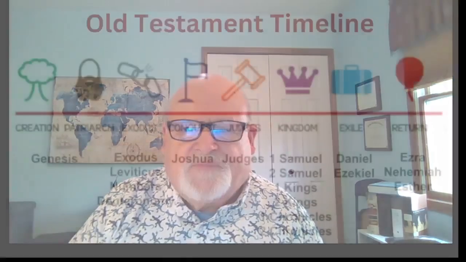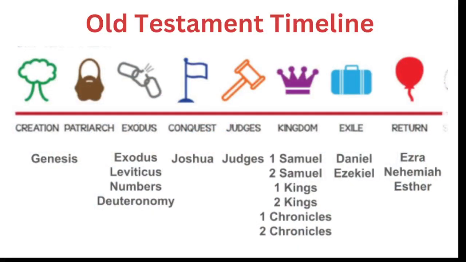Our outline looks like this. We started with the creation of the universe and the creation of the nation of Israel through the patriarchs. We went through the exodus from Egypt and the giving of the law and the wandering in the wilderness and the second giving of the law in Deuteronomy. Then we have the conquest of Israel. That was Joshua. General Joshua conquered the land. And then after that, we have the book of Judges.